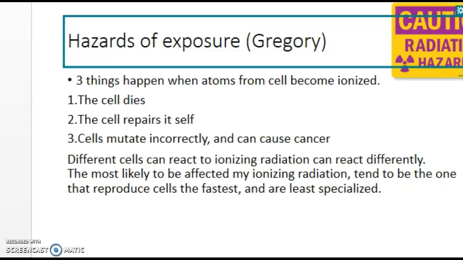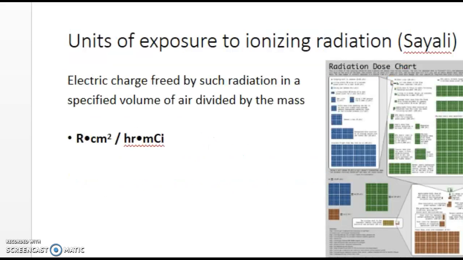Different cells can react differently to ionizing radiation. The cells most likely to be affected tend to be the ones that produce cells the fastest and are least specialized. Units of exposure to ionizing radiation.